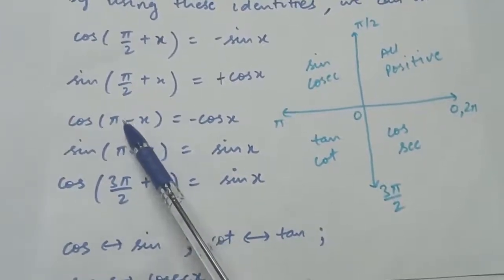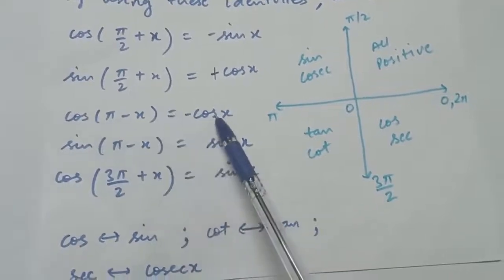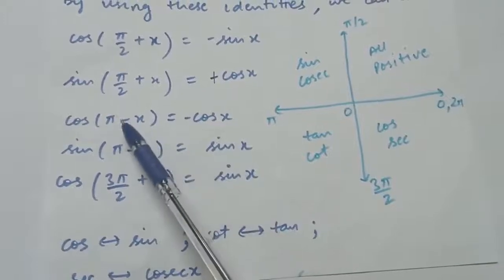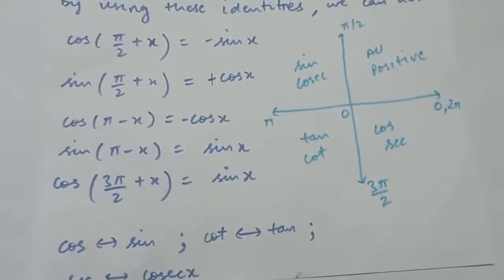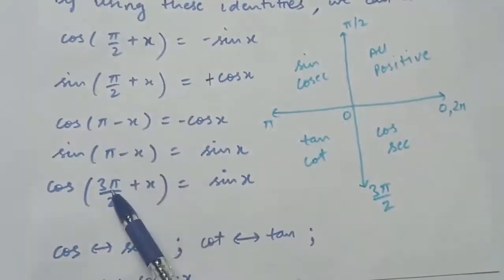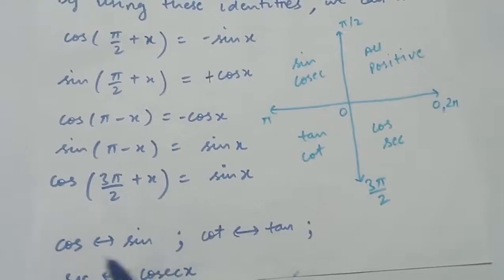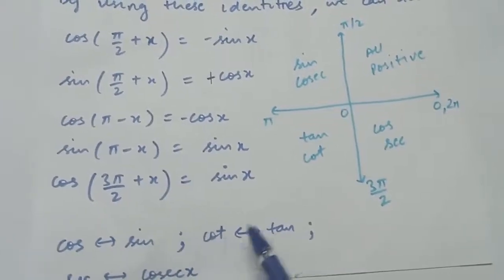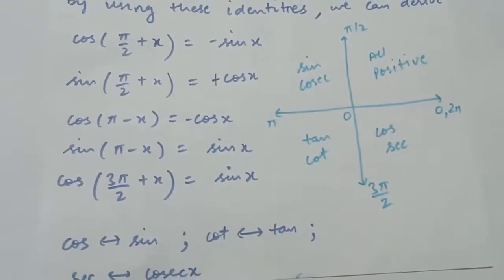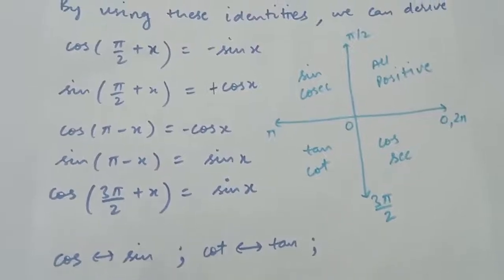At pi or at 2 pi, cos remains cos, sin remains sin, right? So at pi or at 2 pi, trigonometric functions remain the same, but at pi by 2 and at 3 pi by 2, cos changes to sin, sin changes to cos, cot changes to tan, tan changes to cot, and similarly secant changes to cosecant, and cosecant changes to secant, right?